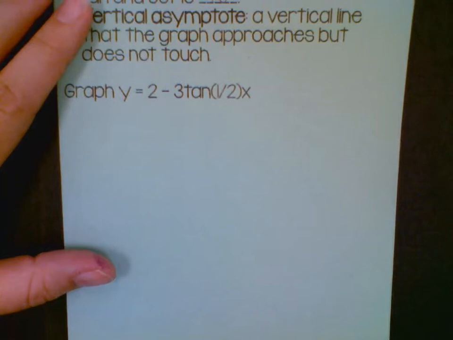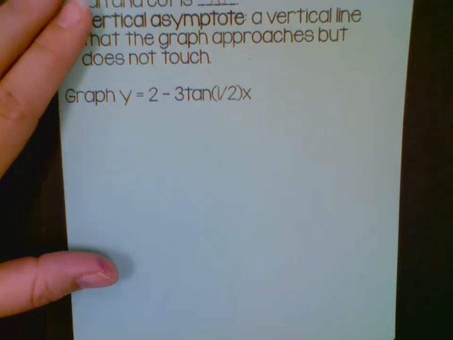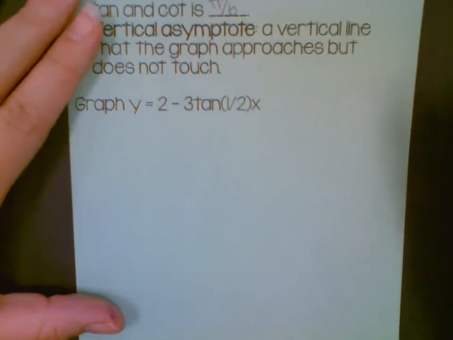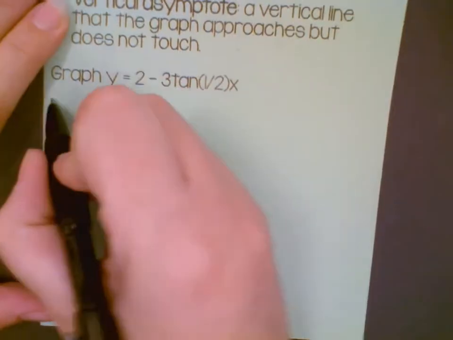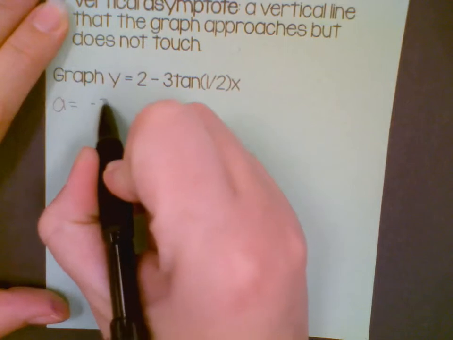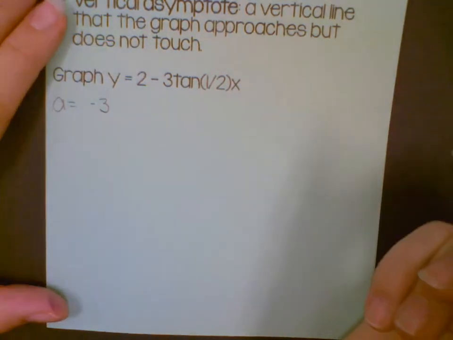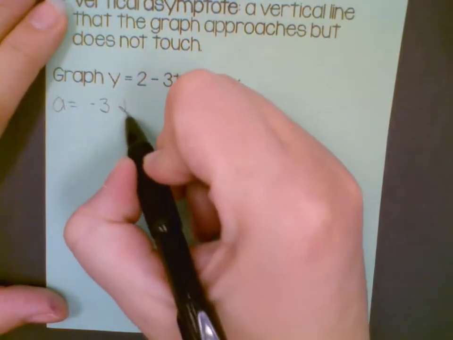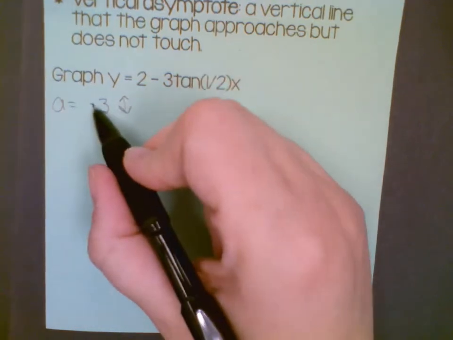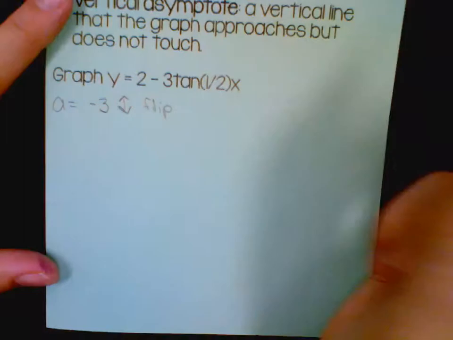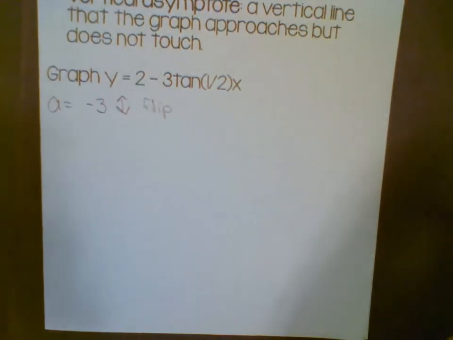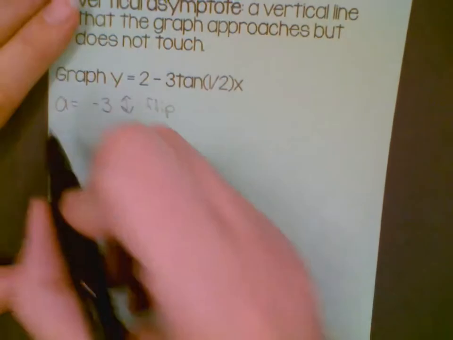So we're going to list out everything we have and see what we got from there. Our amplitude for this one is negative 3. So that is going to stretch our graph up and down. But since it's negative, it's also going to flip our graph, like what I just talked about. So it's actually going to look like a cotangent graph instead of a tangent graph because of that negative.